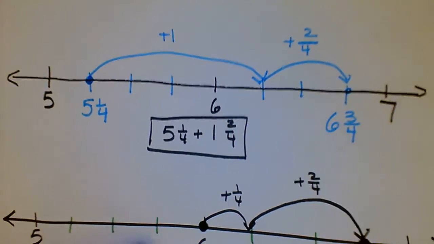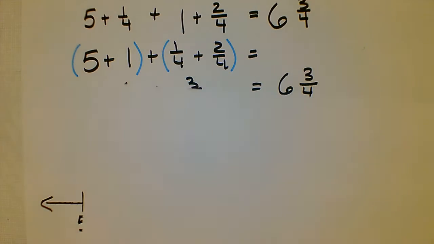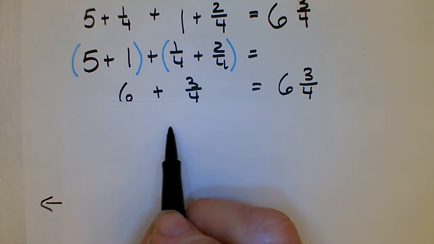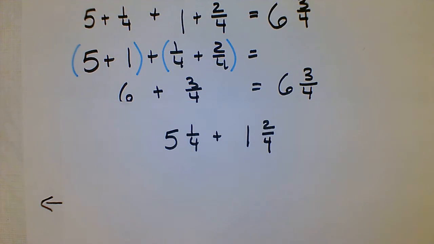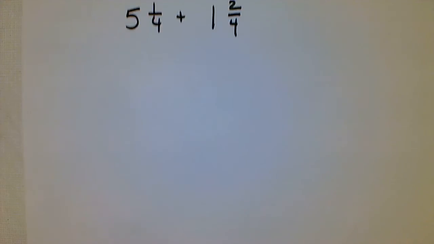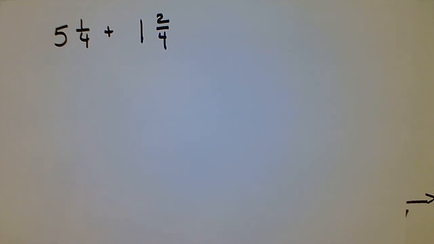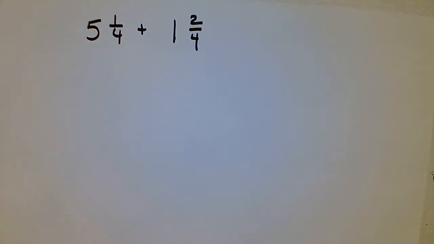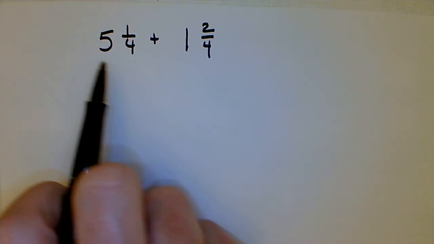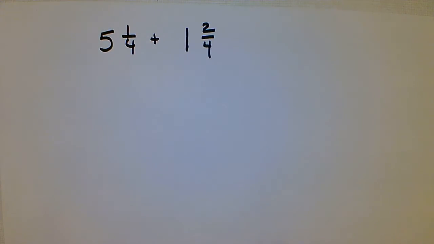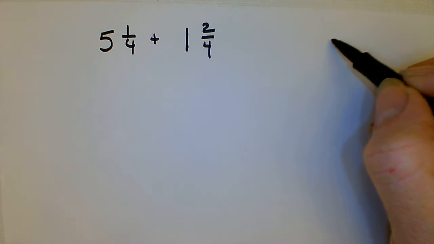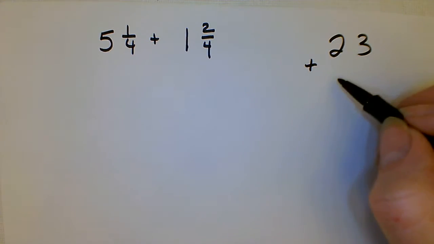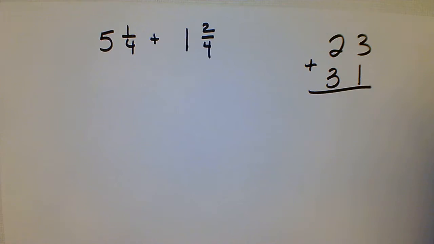Now the last way that I want to do this is a slightly different way from what we've done before. So let me first rewrite our equation here, our number sentence. So 5 and a fourth plus 1 and 2/4. So this is going to be a little different, but it's something that I think will be useful to you in the future. Instead of doing it horizontally, could we line these up vertically? Just like let's say that I was adding, I don't know, 23 plus, let's say 31.